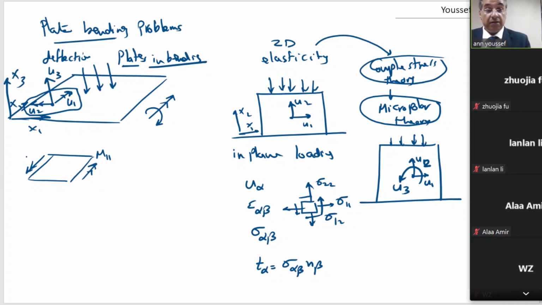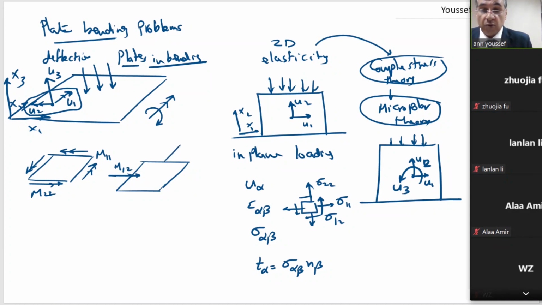So the bending moment is a stress resultant. We integrate the stresses through the thickness of the plate, so we take moment. Again, we have here another moment. This is M22. Okay, so this is M11 and this is M22. And of course, we have torsional moment. We call it M12.